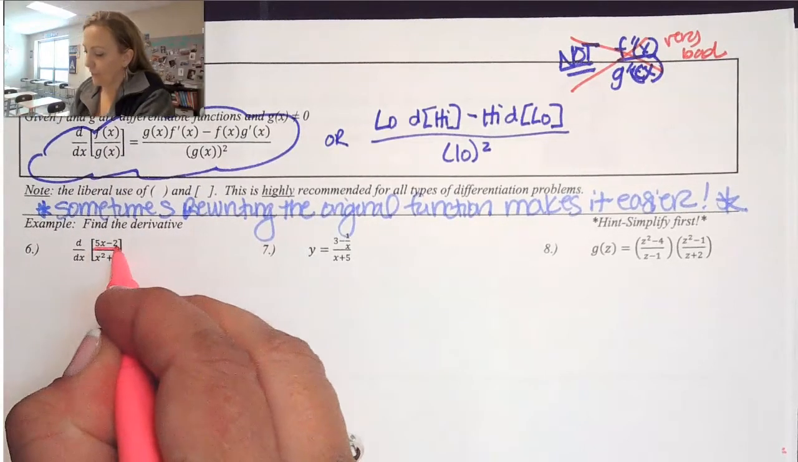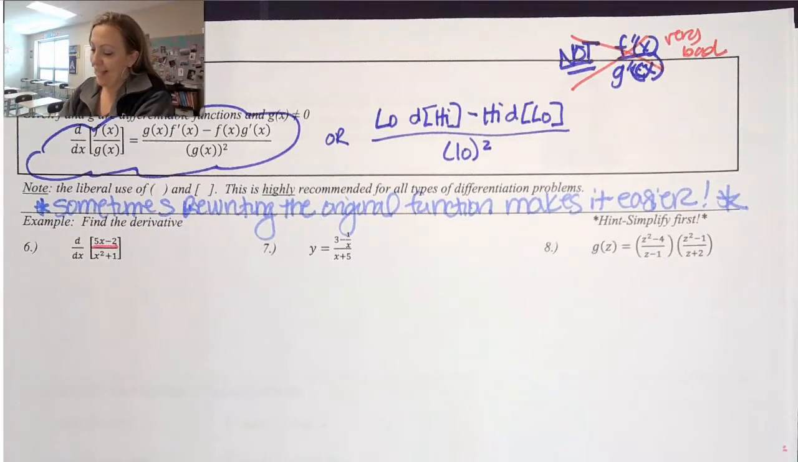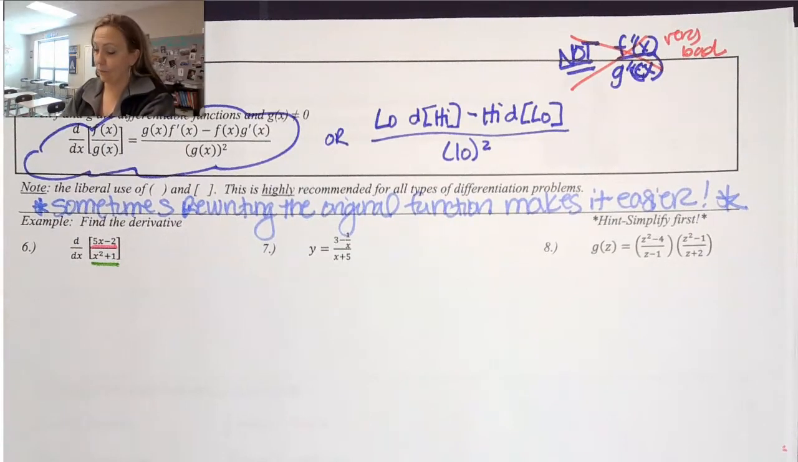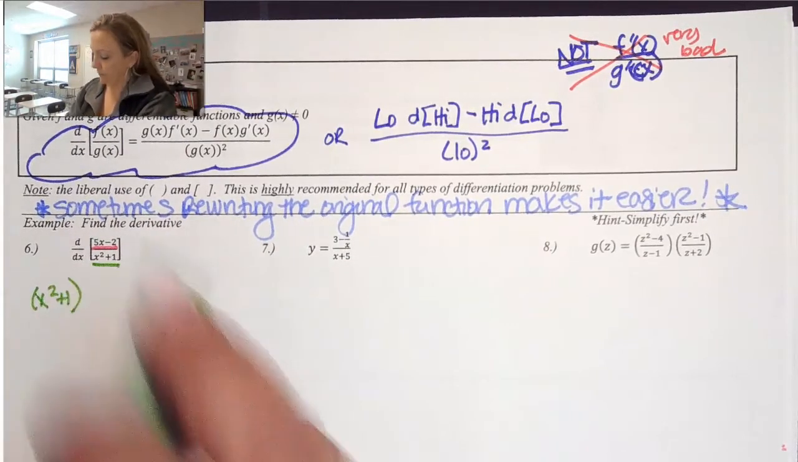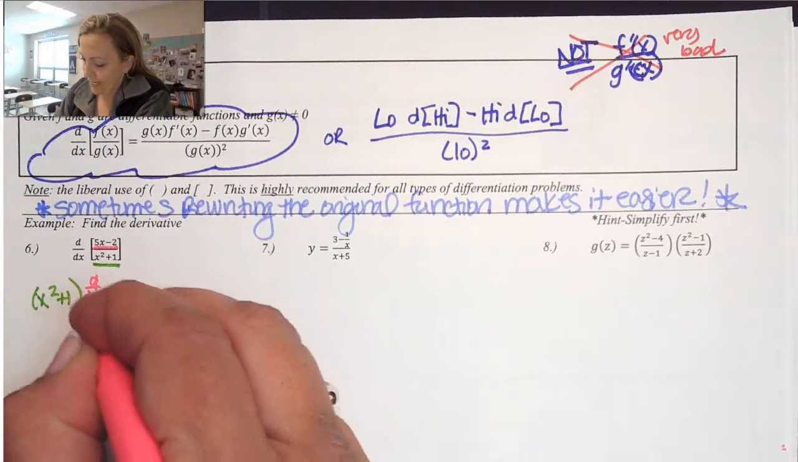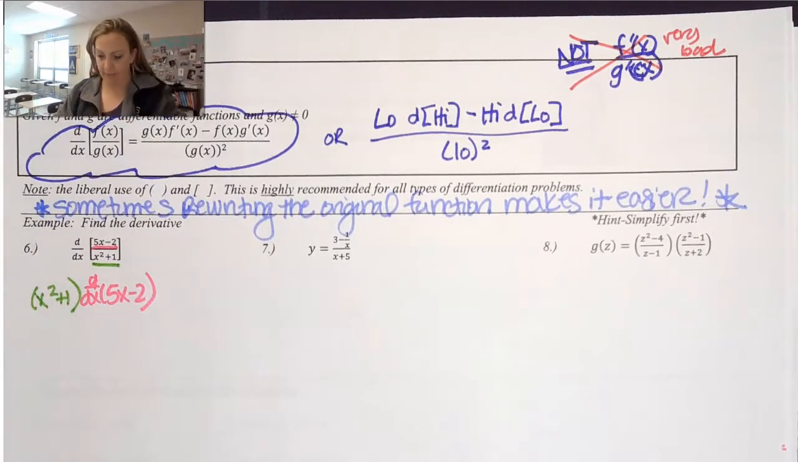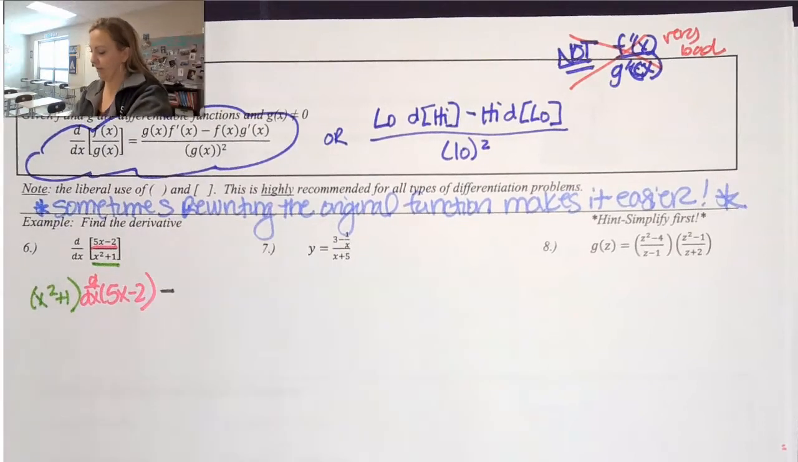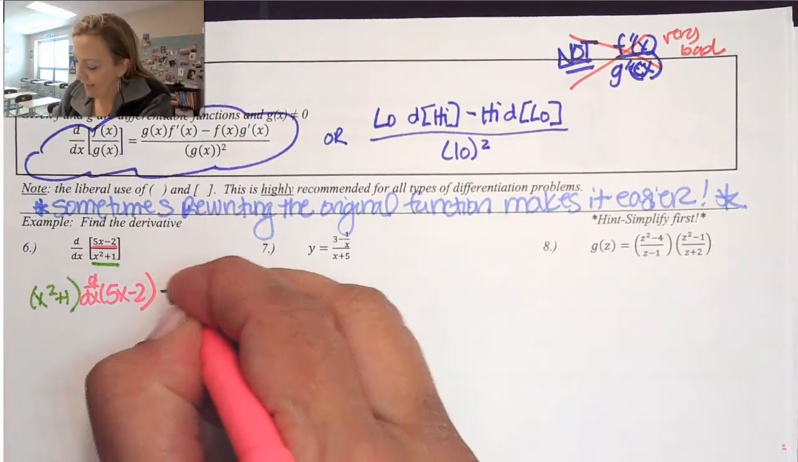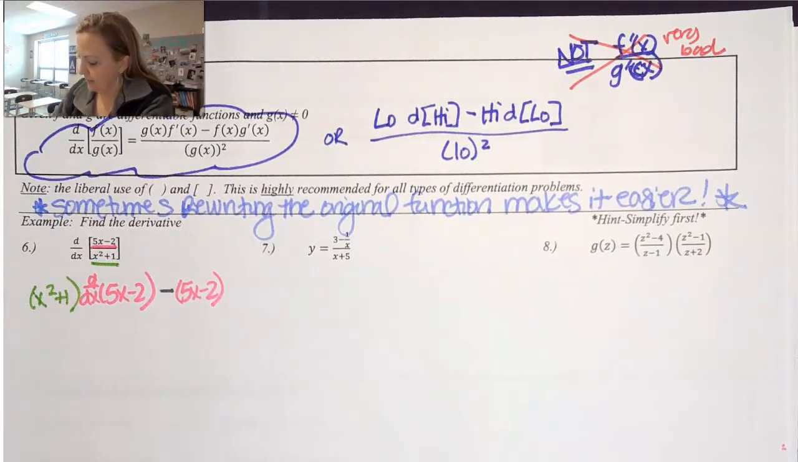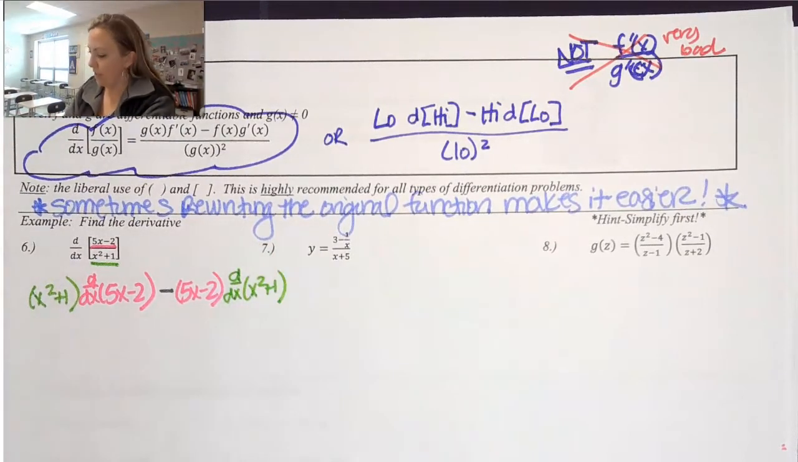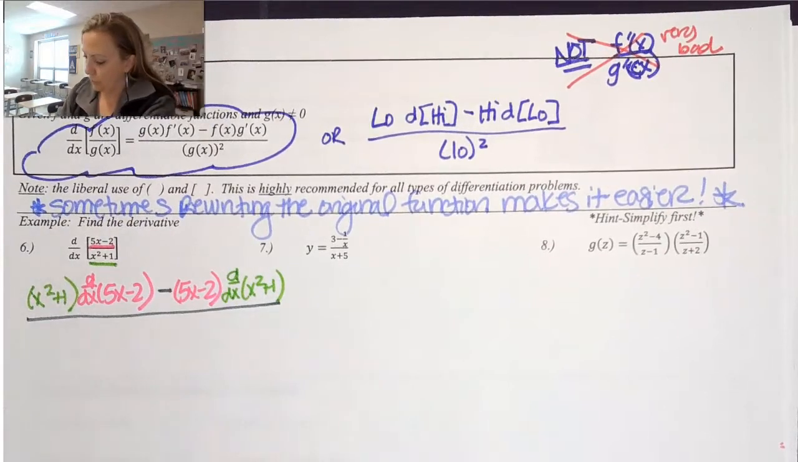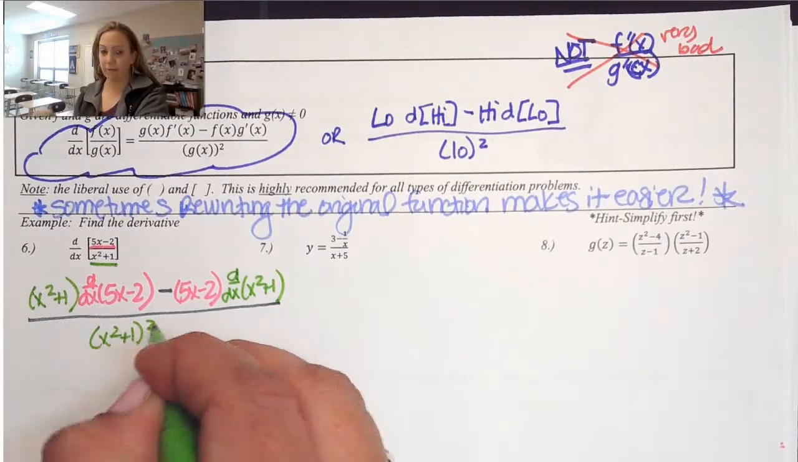So the high we're going to look at is 5x minus 2, and the low we're going to look at is x squared plus 1. Again, we don't start with the high, we start with the low. So we're going to say low d high minus high d low all over low squared.